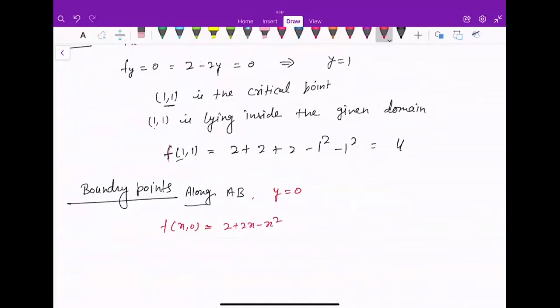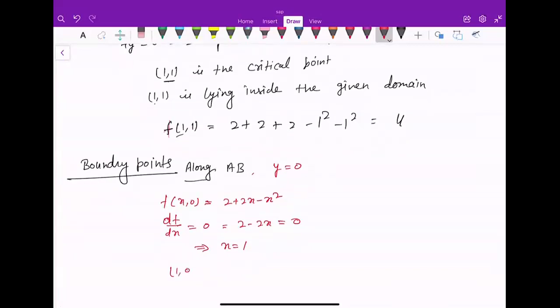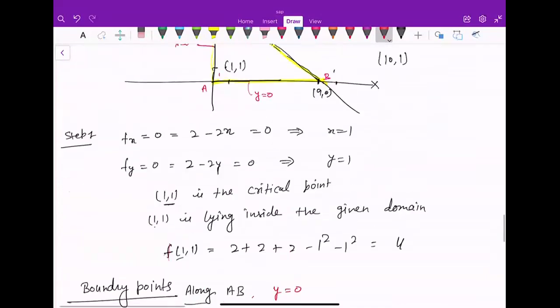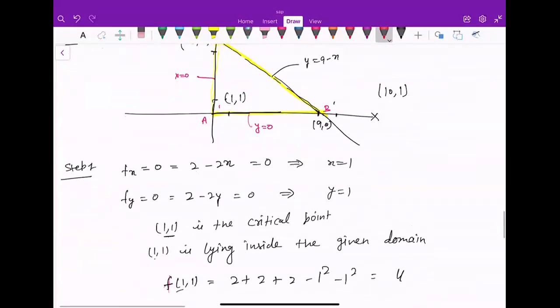One variable में हम maximum minimum कैसे निकालते हैं? First derivative test है ना? First derivative, df/dx equal to 0. That means 2 minus 2x equal to 0. So it is giving you x equal to 1. And y क्या है? 0. So (1, 0) is the point where the function is having maxima and minima. ठीक है ना? तो (1, 0) कहाँ पर है? (1, 0) is somewhere here. So on this boundary (1, 0) is the point where function has maximum minimum.